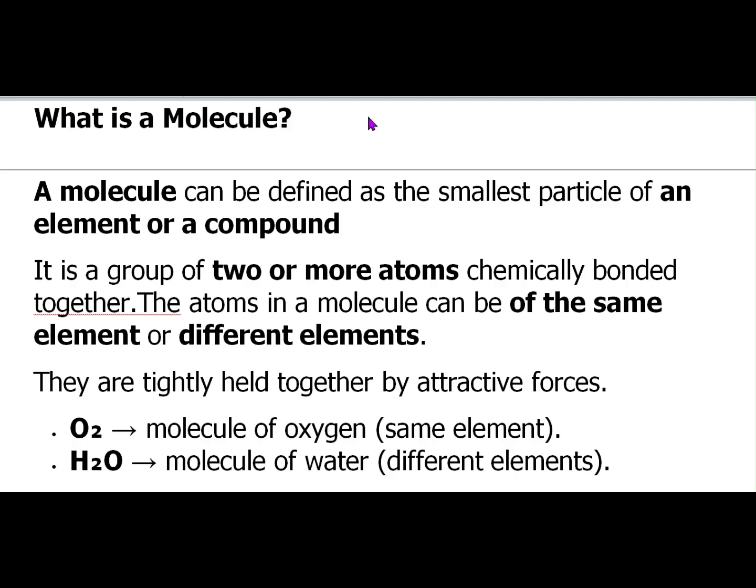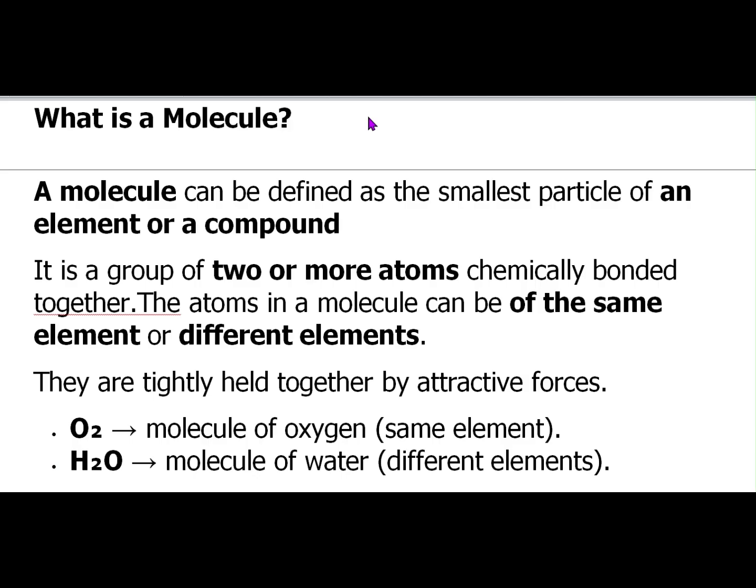A molecule of the same element, for example, O2. In O2, there are two atoms bonded together. It is a molecule, so same element. Different elements, H2O, water. It is a molecule of water. O2 is a molecule of oxygen. O is an atom; O2 is a molecule. Similarly, hydrogen is the same. H is hydrogen, one atom. H2 contains two atoms of hydrogen bonded together. H cannot exist like that; H2 only can exist. That's a molecule.